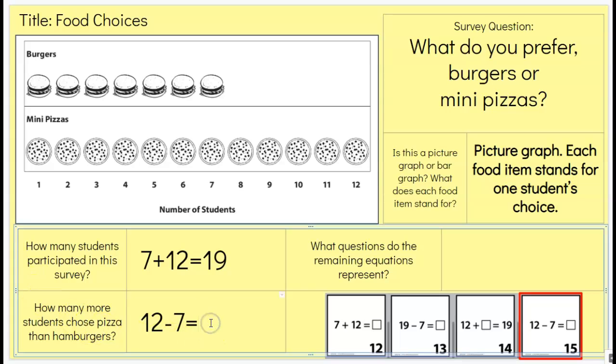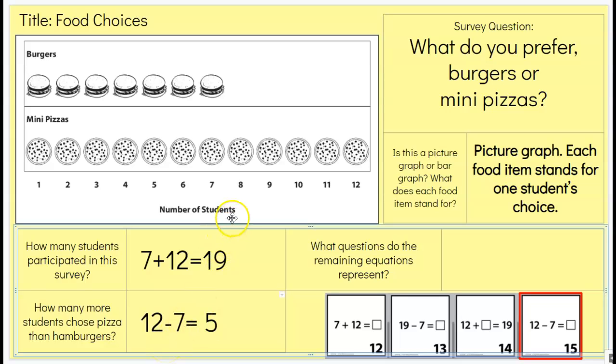Show a connection if you answered the difference is 5. You could have used several different strategies. You could have used our new strategy to find the difference that we learned the other day on our number line of finding the make 10 fact of 7 plus 3 equals 10, and then the add 10 fact of 10 plus 2 equals 12 to add 3 and 2 together.